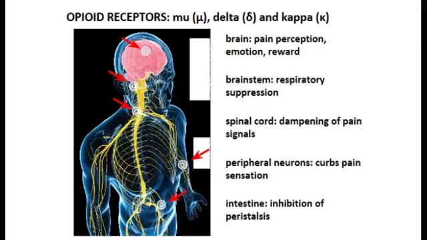Opioid receptors are dispersed throughout the body, but a few key regions are involved in the major effects as well as side effects of opioid drugs. Opioid receptors are located in the brain, brainstem, spinal cord, peripheral neurons, as well as in the intestine.